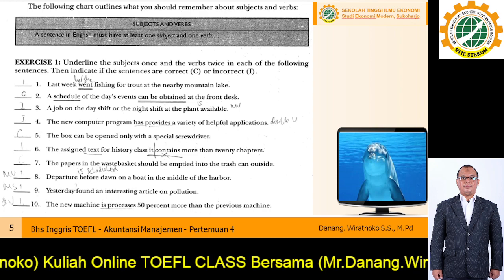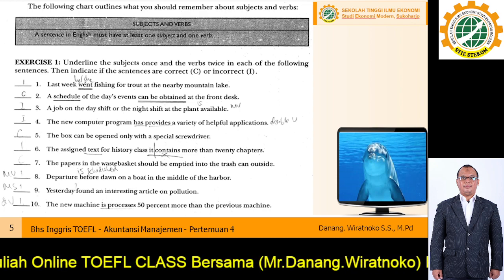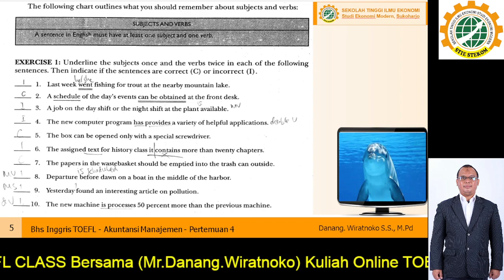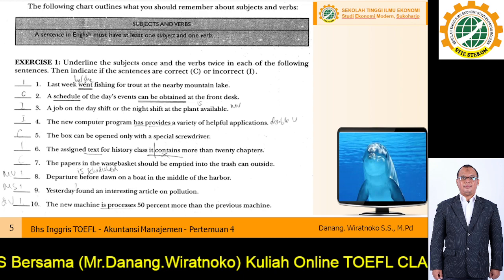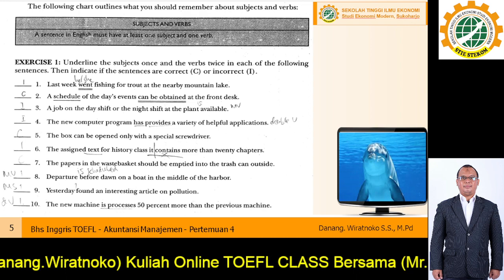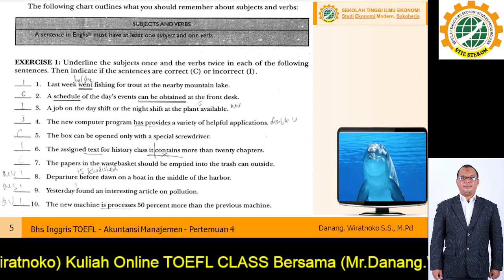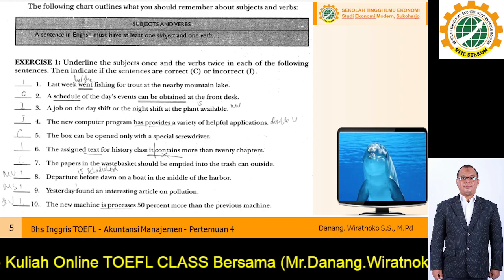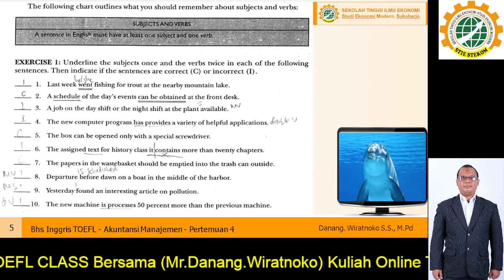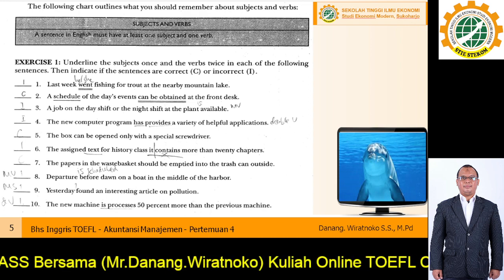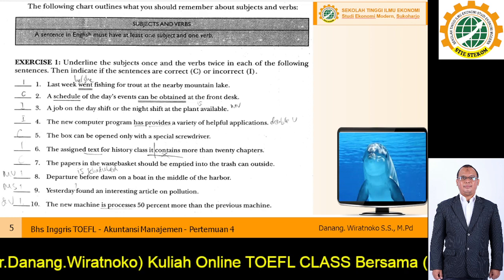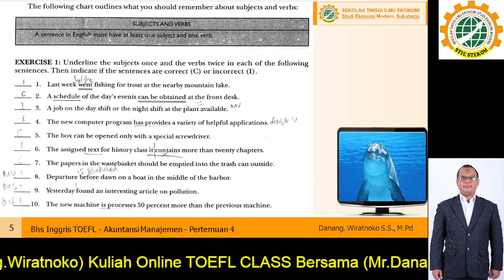And then the verb is underlined twice ya. Ini kasih garis bawah 2 twice. Okay. Number 2, a schedule of the day events can be obtained at the front desk. So a schedule ini adalah subject ya. So a schedule is a subject. Subject itu nggak usah bentuk orang ya. Jadi suatu benda itu bisa dikategorikan sebagai subject. Okay. And then a schedule is one line because it's a subject, and then the verb, can be obtained, is 2 lines.